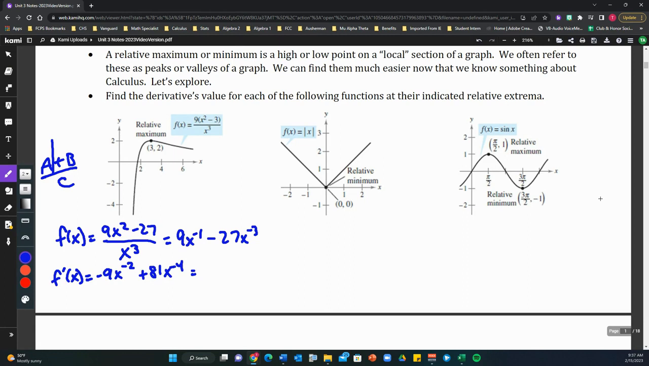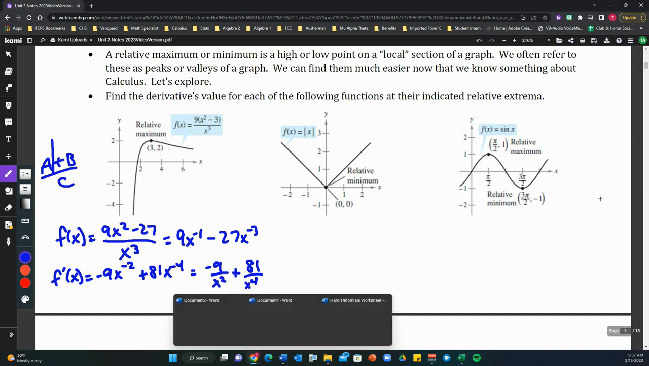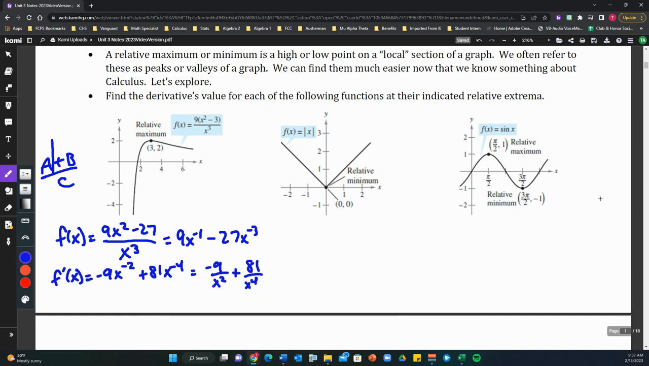Or if I clean that up, I get negative 9 over x squared plus 81x to the fourth. Now, there are some more simplifications that I could do with that if I wanted to, but in this case, my job is just to figure out what the value of this derivative is at that point. So I'm going to plug 3 into this guy. So f prime of 3 would give me negative 9 over 9 plus 81 over 81, or negative 1 plus 1, so 0. So we're going to leave that there.